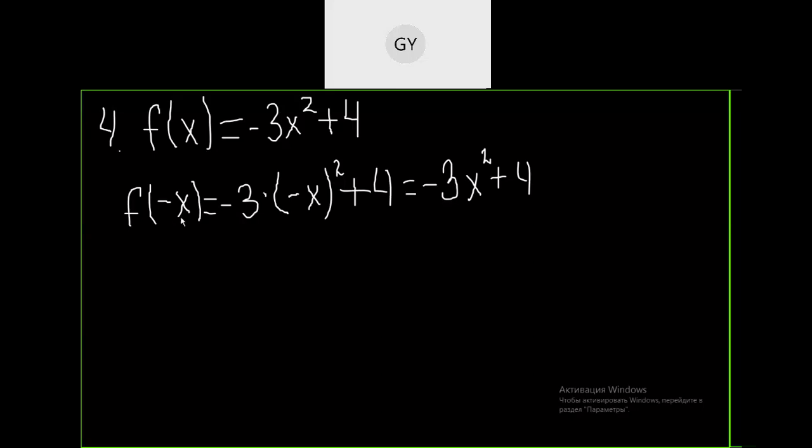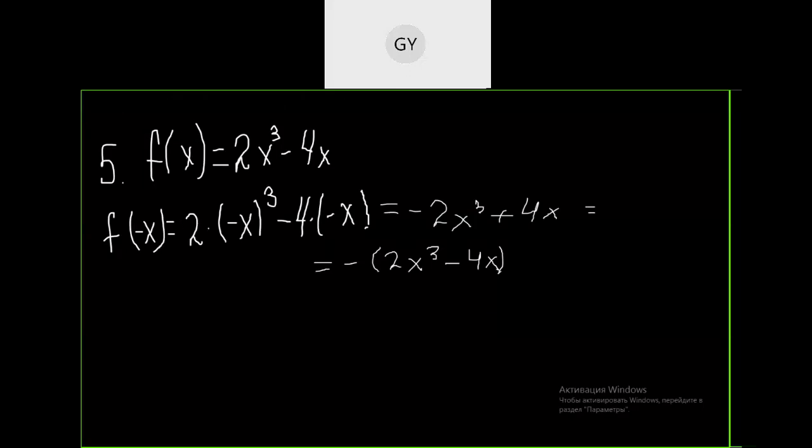F of minus x is equal to minus 3 times minus x squared plus 4, which is equal to minus 3x squared plus 4. I can see by comparing the original function with my final result that I have got a match, which means that the function is even. The second example, and we have to determine whether this function is even, odd, or neither.